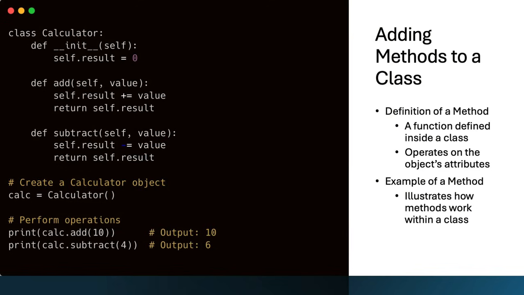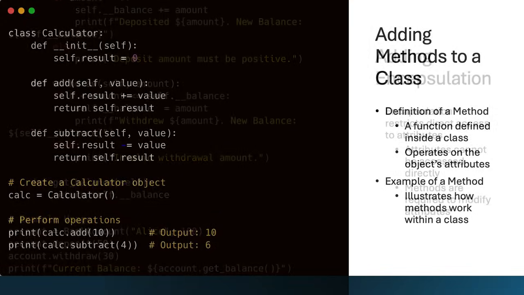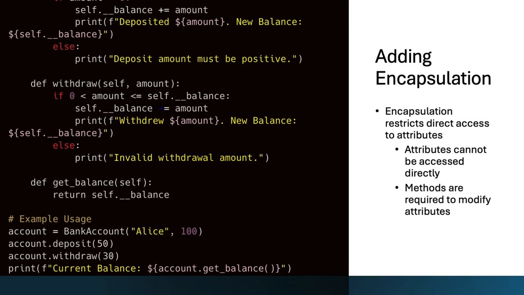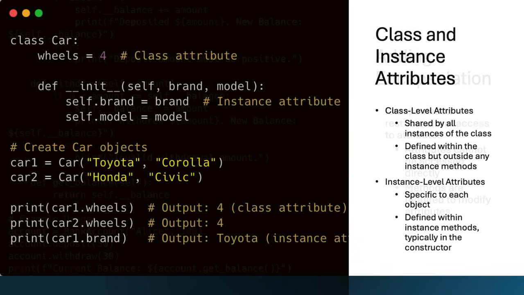A method is a function defined inside a class that operates on the object's attributes. An example can illustrate how methods work within a class. In this example, there are functions for add and subtract for the calculator class. Encapsulation in object-oriented programming restricts direct access to attributes, requiring methods to modify them. This makes classes much more self-contained.